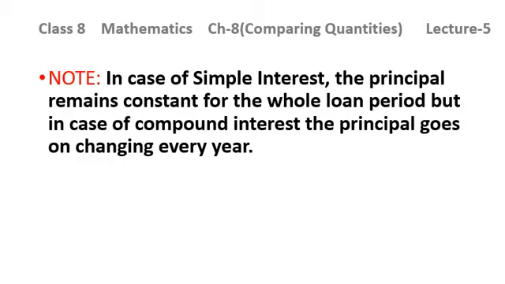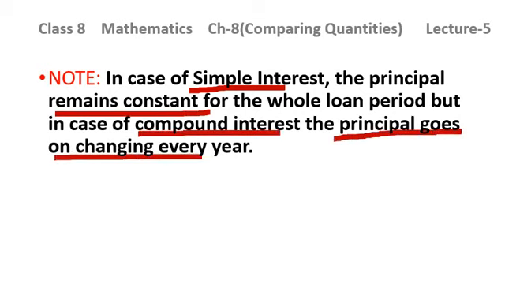Let us note one more important point. In case of simple interest, the principal remains constant. This is the difference between simple interest and compound interest. But in case of compound interest, the principal goes on changing every year. It means the amount of the previous year will be the principal for the next year. In simple interest, principal remains constant for the whole loan period, but in compound interest, the amount of the previous year will be the principal for the next year.